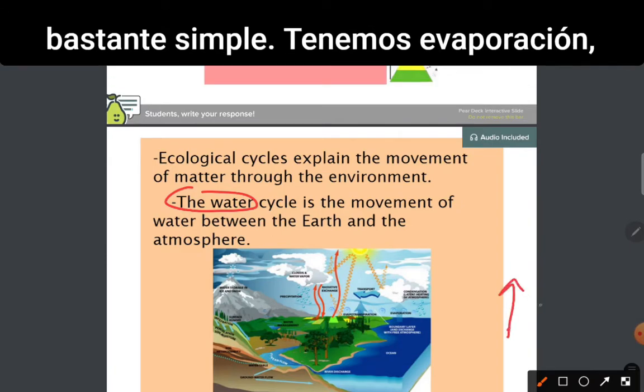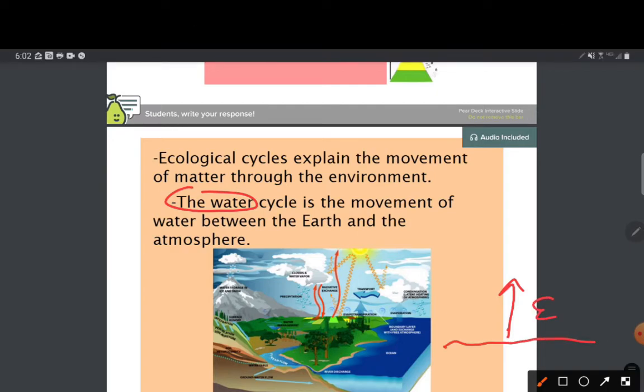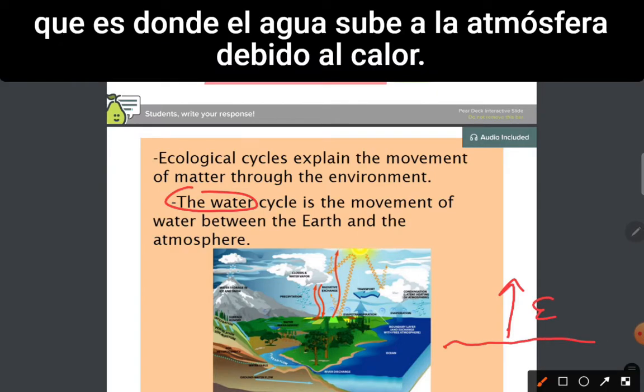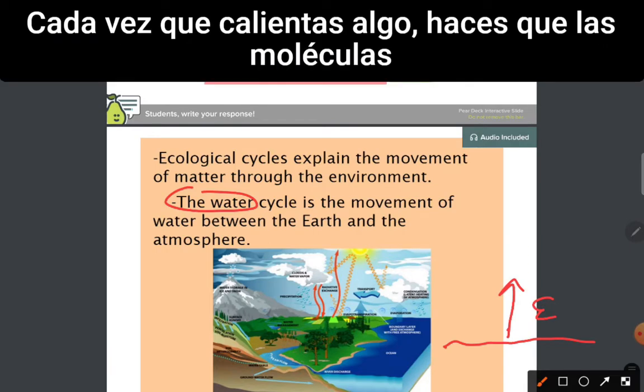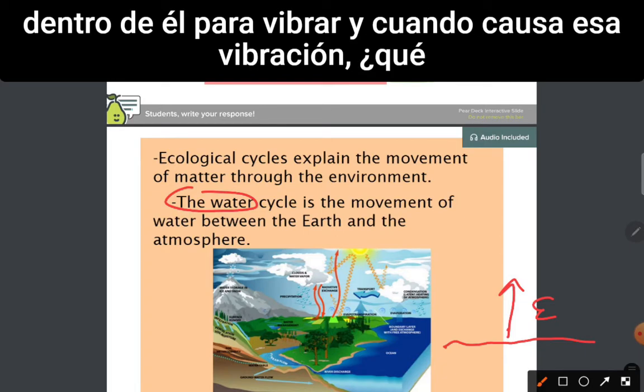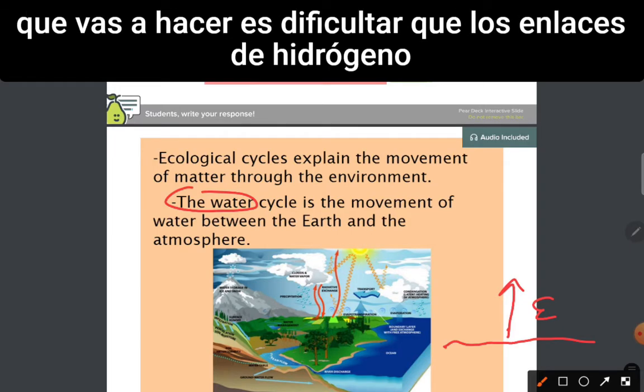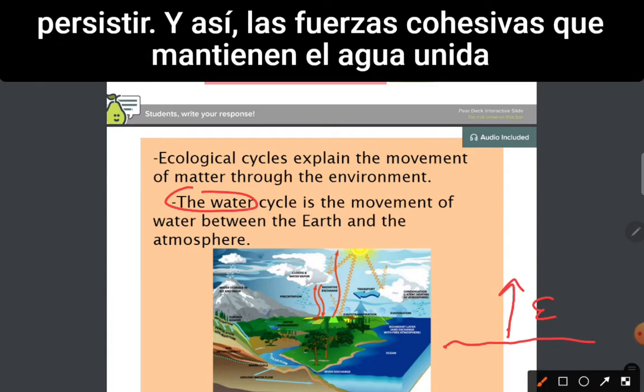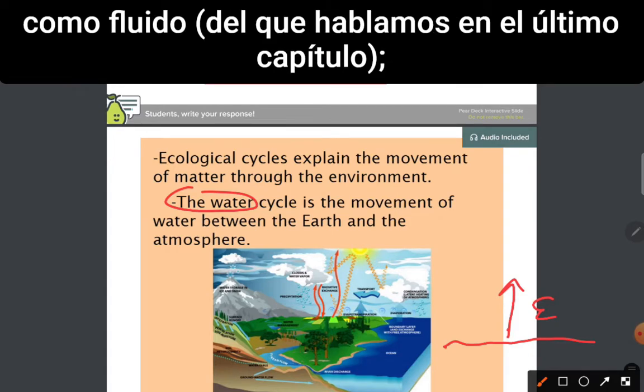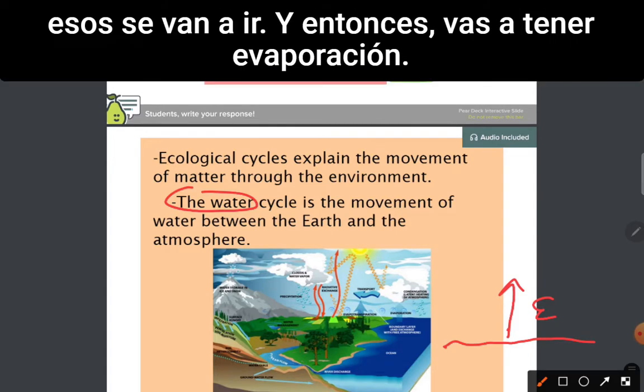We have evaporation, which is where water goes up into the atmosphere due to heat. Anytime that you heat up anything, you cause the molecules within it to vibrate. And when you cause that vibration, what you're going to do is make it harder for hydrogen bonds to persist. And so the cohesive forces that keep water together as a fluid that we talked about in the last chapter, those are going to go away. And so you're going to have evaporation.